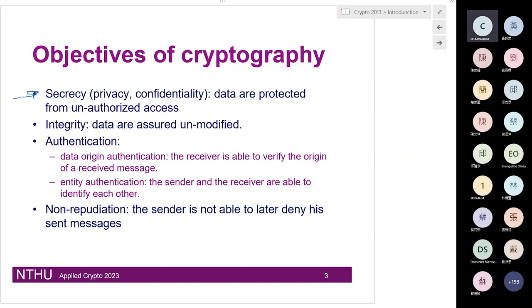The second goal of cryptography is integrity. We said that Alice is sending a message to Bob. Very well, we use encryption, for example, and we make sure that Eve or somebody else cannot read this message. But what if somebody replaced that message with something else? What if somebody modified the message?